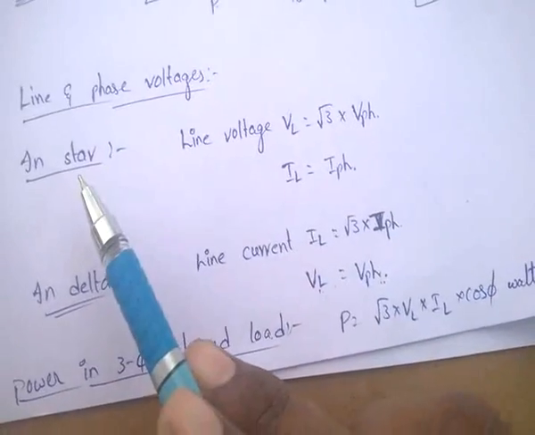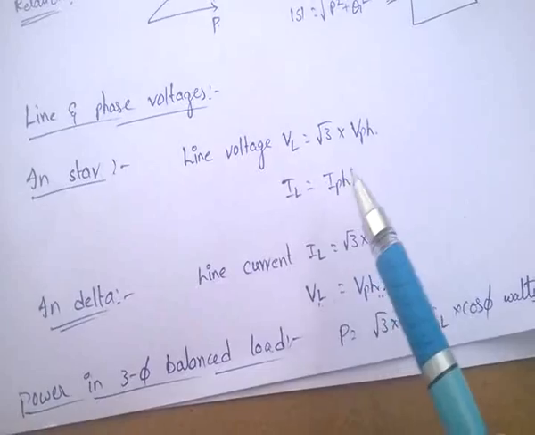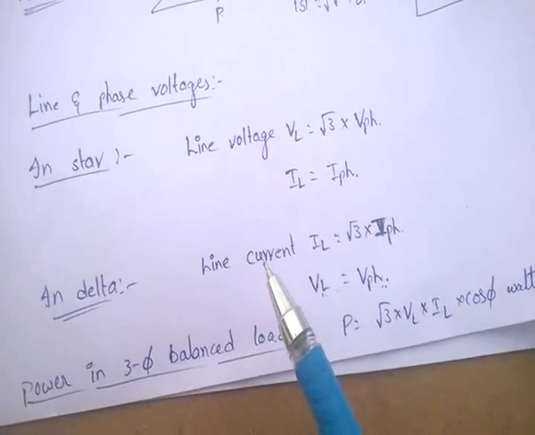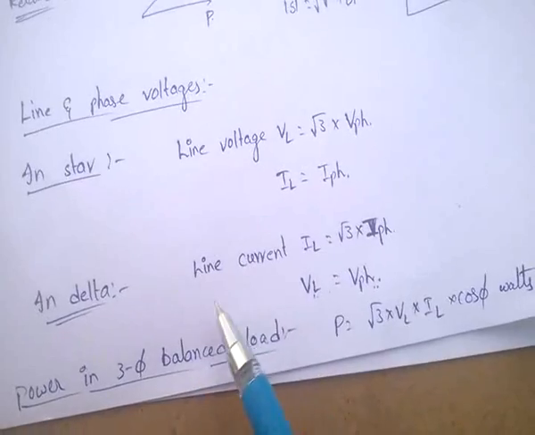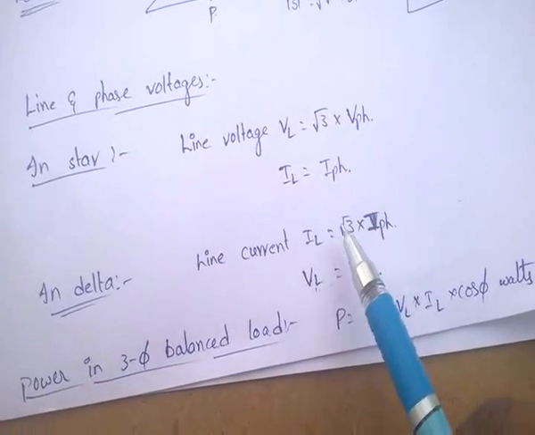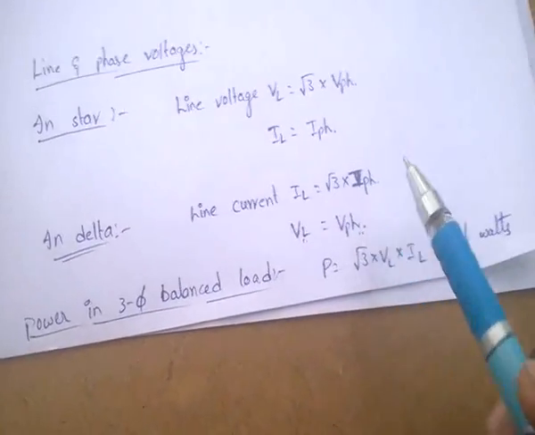Once again, in case of star connection, line current equal to phase current. In case of delta connection, line voltage equal to phase voltage. In case of delta connection, line current IL equal to root 3 into I phase.